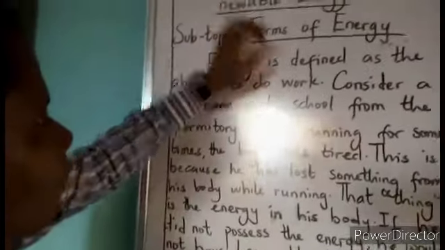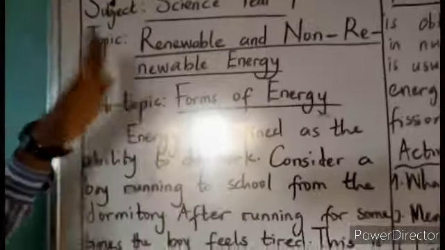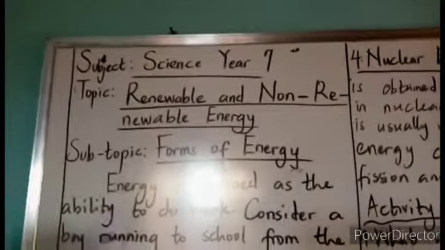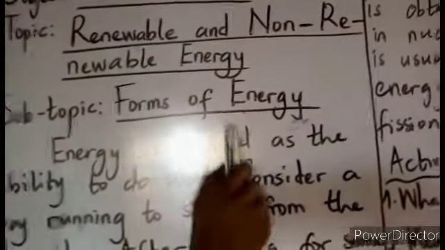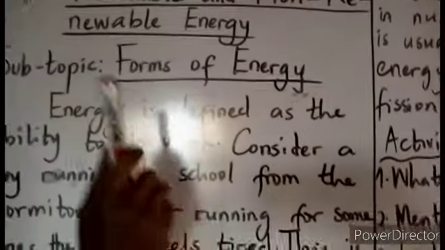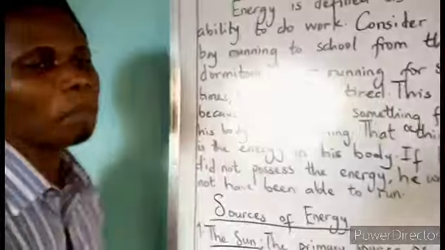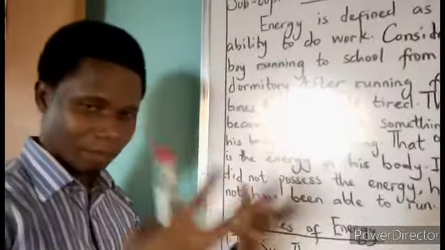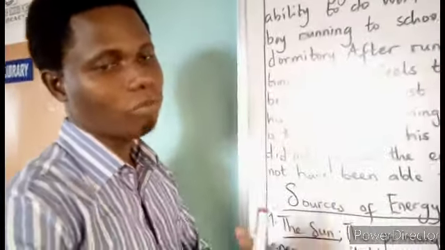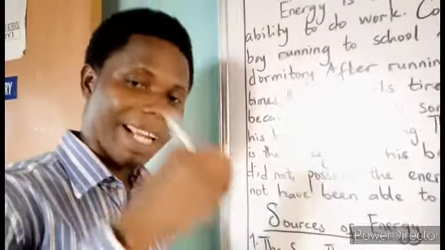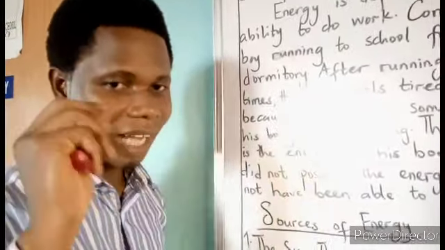Okay, forms of energy. We have learned in primary school that energy is defined as the ability to do work. That's simple and correct. Energy is defined as the ability to do work. That means for work to be done, energy needs to be put in place. For example, if I want to carry a table and I don't have enough energy, I won't be able to carry that table. So for you to do any work, energy is required or needed, as simple as ABC.